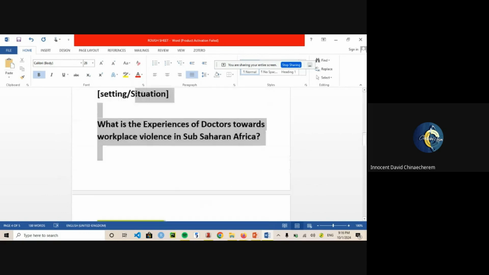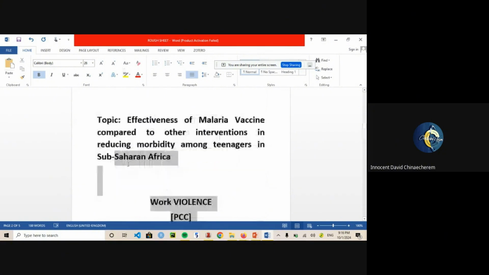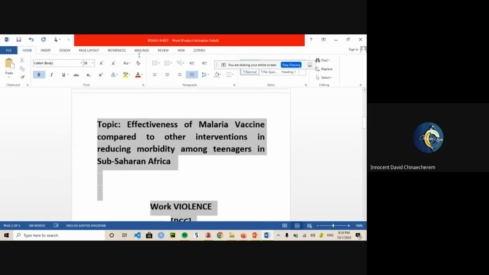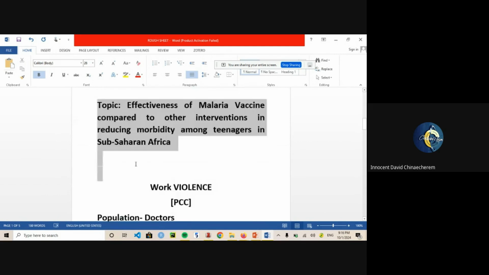Similar to my scoping review here. Okay, although in a scoping review, you have an area for context, right? But if it doesn't work there, you can put it in your what? In your population, doctors in sub-Saharan Africa. And the same in my PICO framework, in my population, I have matched the what? The setting, right? I wouldn't put it here, malaria vaccine in sub-Saharan Africa. Rather, wouldn't I put it here? I won't put it in my outcome. I won't put it in my comparison. I won't put it in my intervention. It's best fitted in my what? Population.